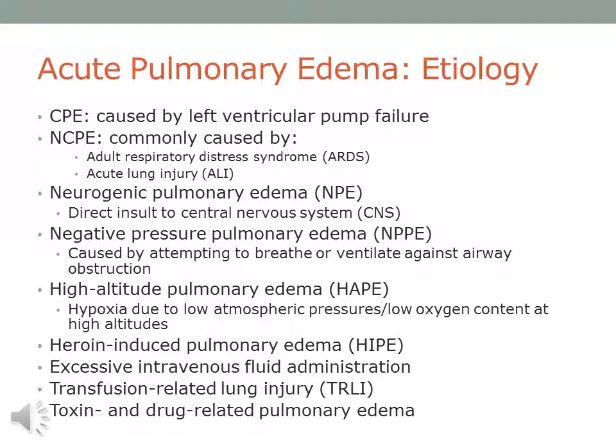When we have too much blood volume, the fluid's going to leak out into the interstitial spaces, and those interstitial spaces can be in the lungs until we get fluid buildup in the lungs. We can get transfusion-related lung injuries.